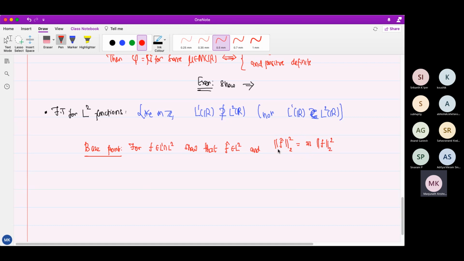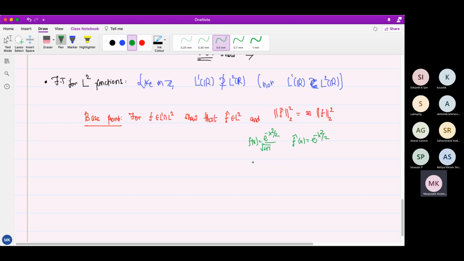There is a factor here which will be the L2 norm squared. Okay, so what is that factor? We can try again with a Gaussian, for example, e to the minus x square by 2 over square root 2 pi. Then f hat of lambda is e to the minus lambda square by 2, right? So what is the L2 norm squared? It will give me 1 by root 2 pi into the integral of e to the minus x square dx.